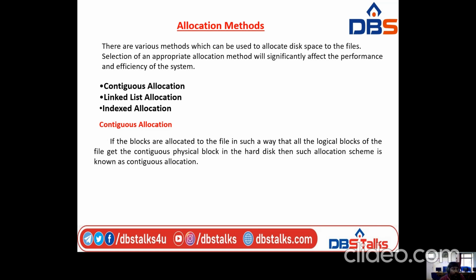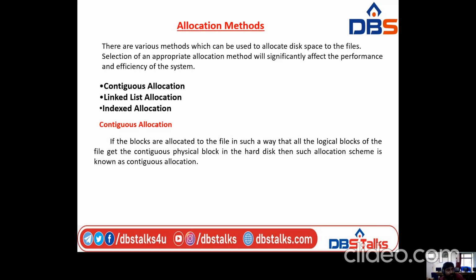Among these, the first one is continuous. See how continuous allocation is done. Continuous means contiguous, or sequence. If the blocks are allocated to the file in such a way that all the logical blocks of the file get continuous physical blocks in the hard disk, then such an allocation scheme is known as continuous.